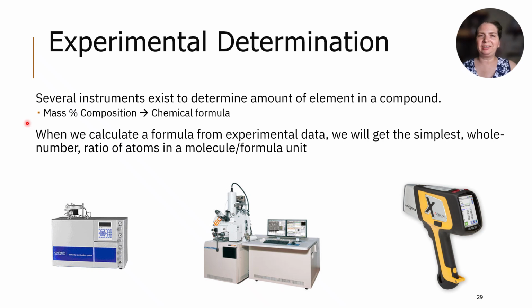There are many analytical instruments that can be used to determine the mass percent composition of a compound, including but not limited to atomic absorption spectroscopy, wavelength dispersive spectroscopy, and X-ray fluorescence. Our goal is to take this experimental data for mass percent composition and convert that information into a chemical formula. When doing this, we will be determining the empirical formula. Additional information would be needed to determine the molecular formula.